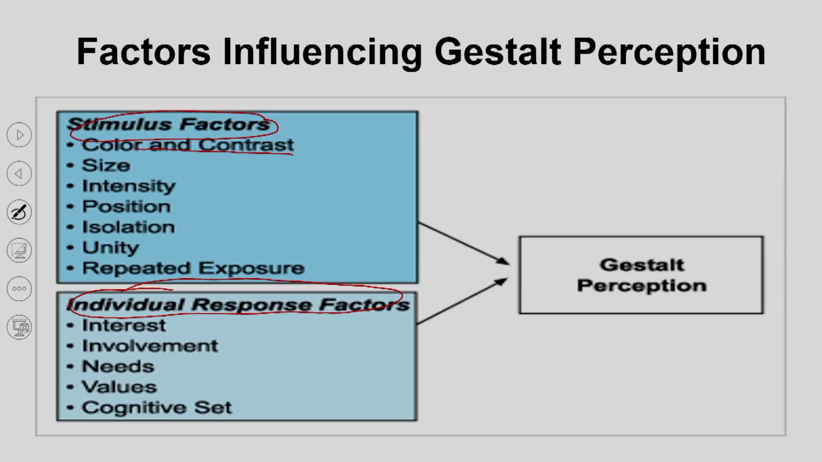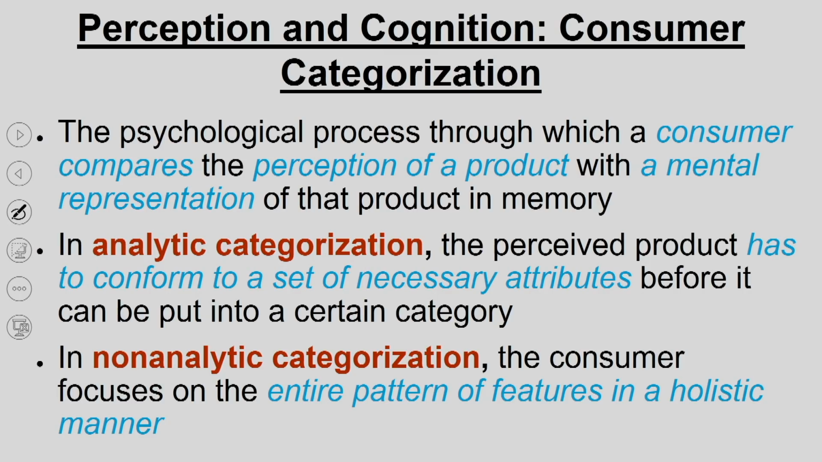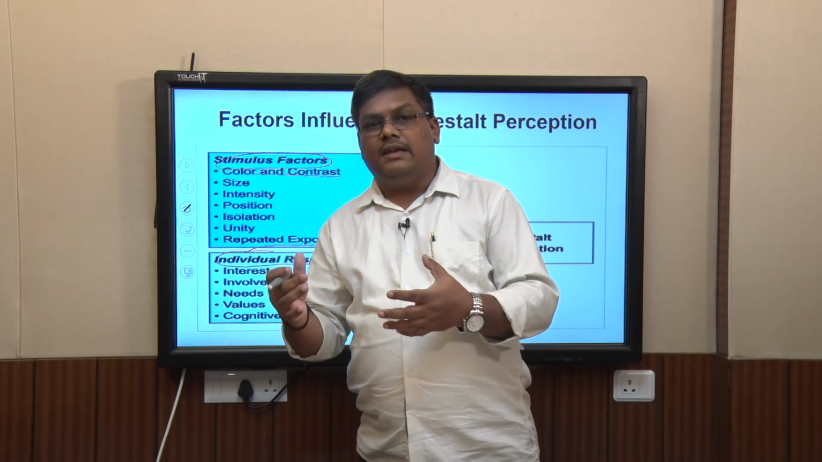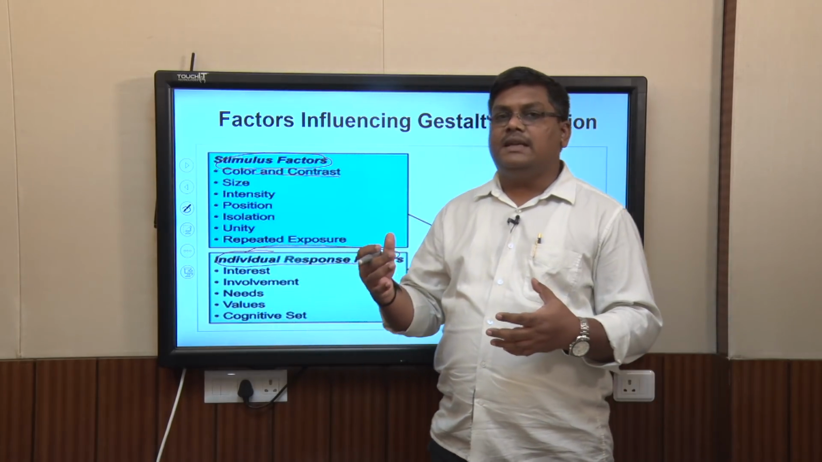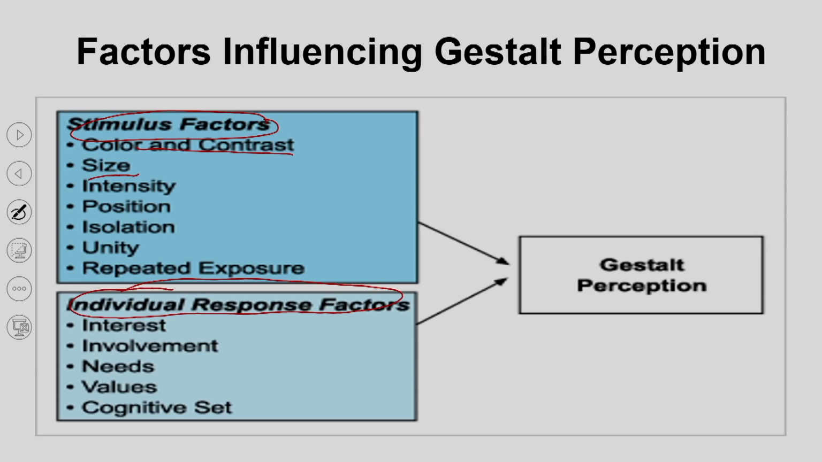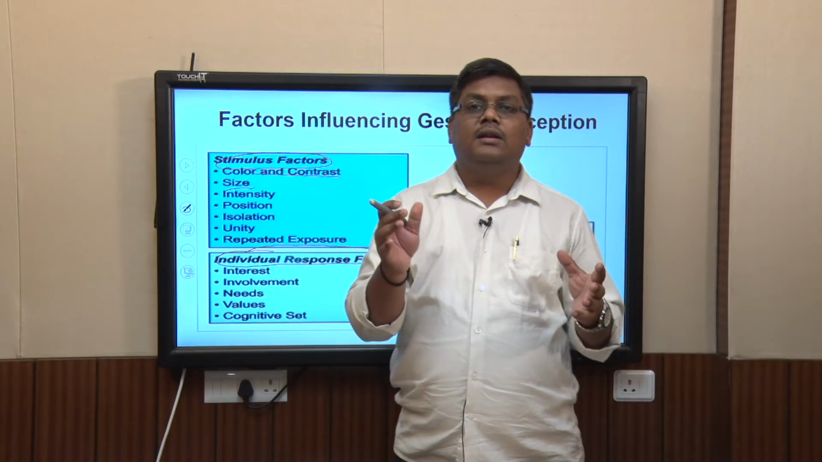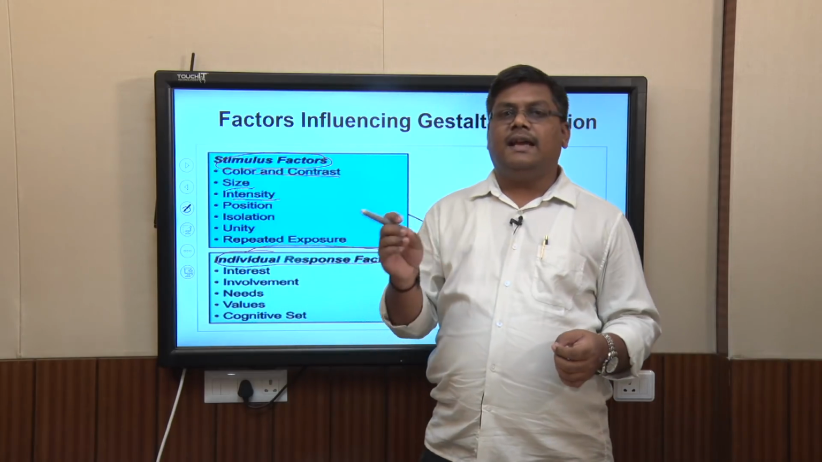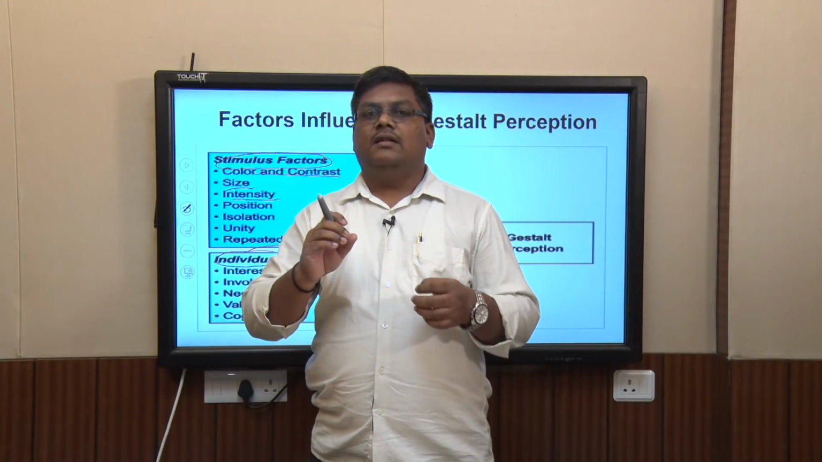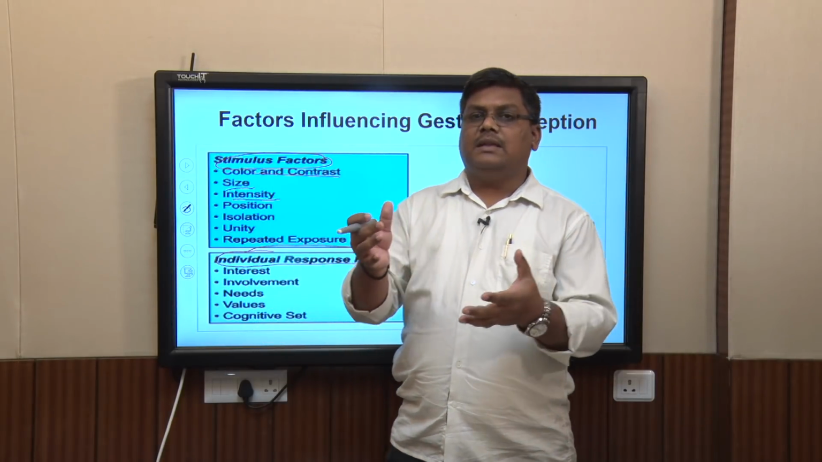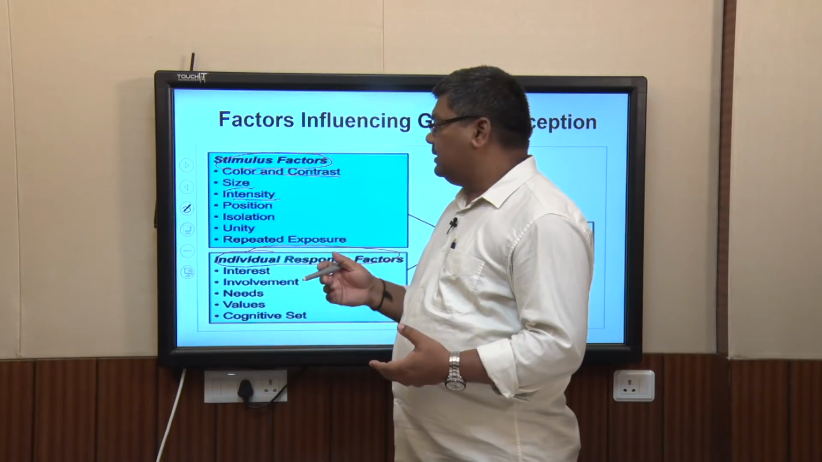Color and contrast. Different kinds of color and contrast help in perceiving objects in different ways. Size, which we have discussed before: the larger the size of an object, the better it is perceived. Intensity: the more intensity a product has, the more intensity an ad has, the higher it will be perceived.